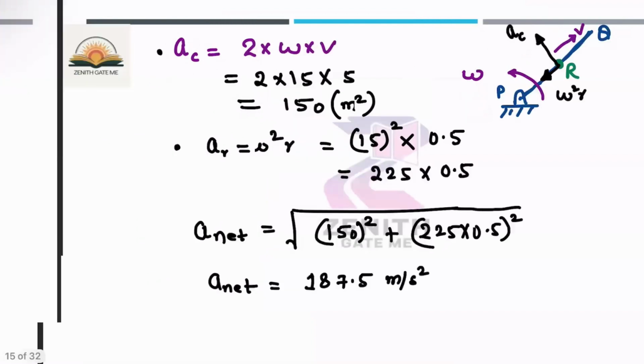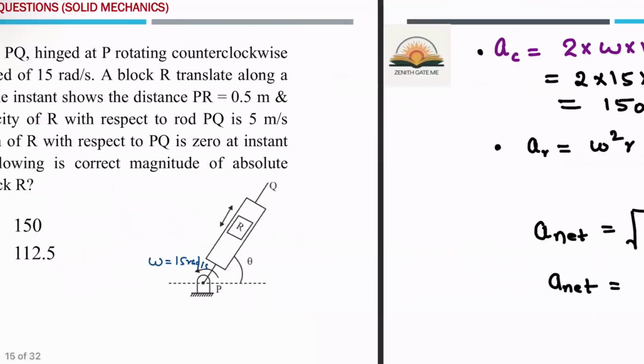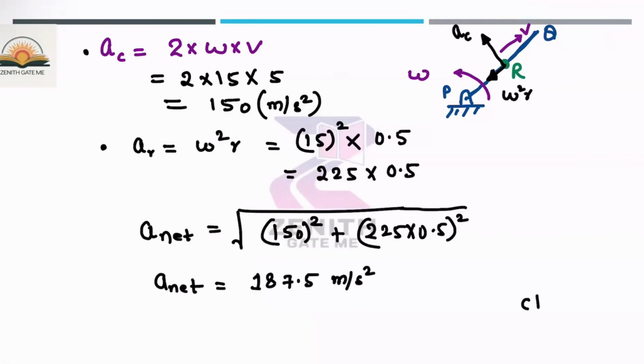Okay, so what is the correct answer? The correct answer for this question is option A, which is 187.5. So choice A is the correct answer.